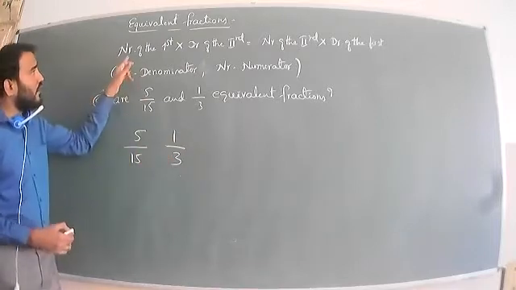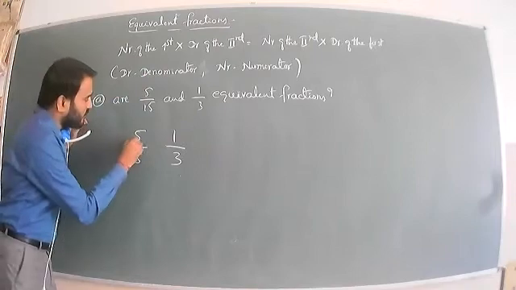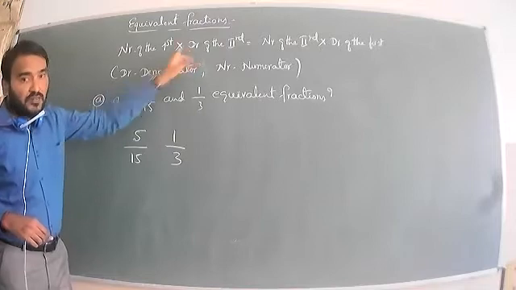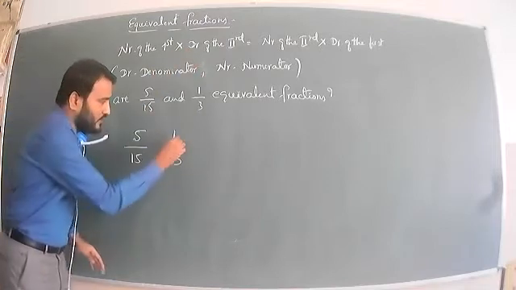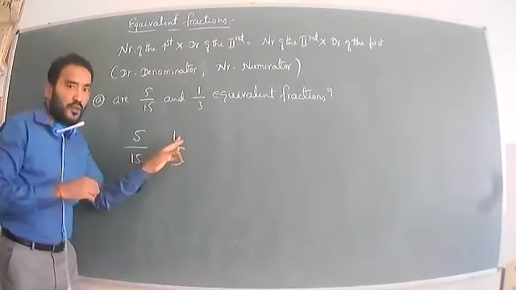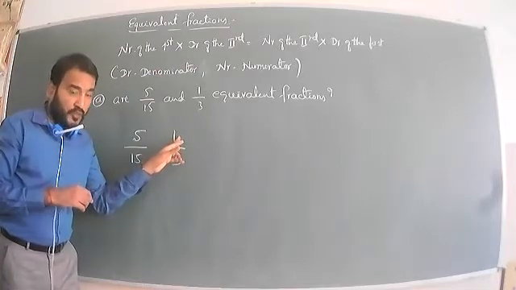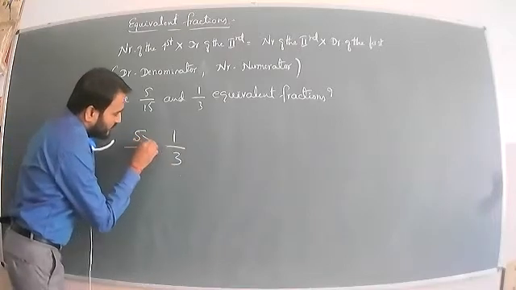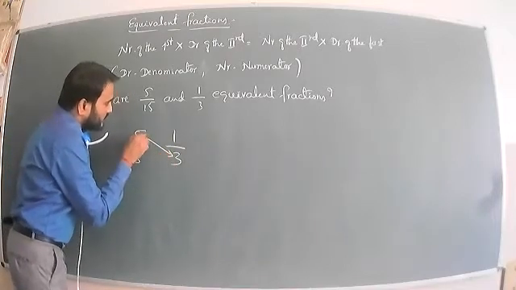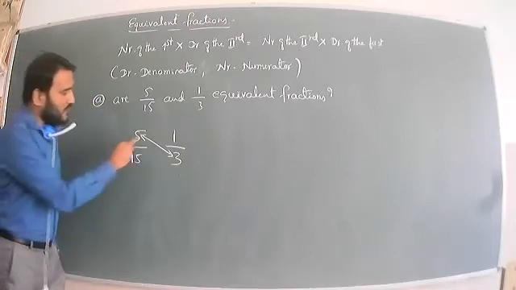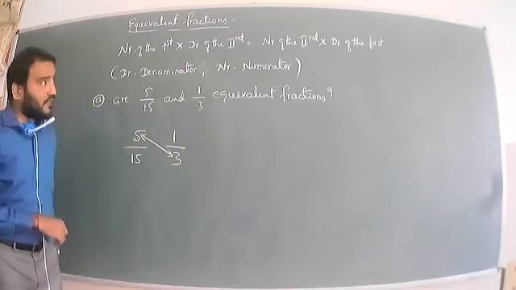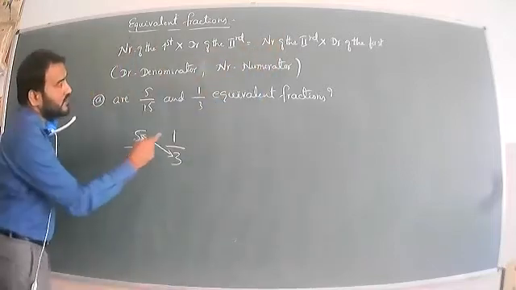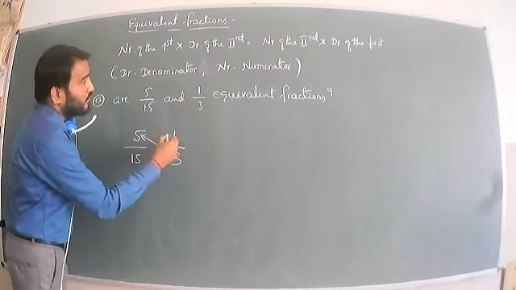What is it telling? The numerator of the first is 5. Numerator of the first into denominator of the second. This is the first one, this is the second. First multiply the numerator of the first and the denominator of the second, multiply these two numbers. After that, equal to the numerator of the second, then the denominator of the first.